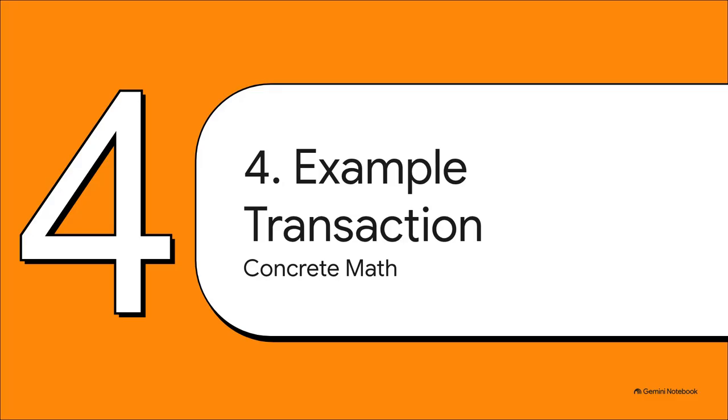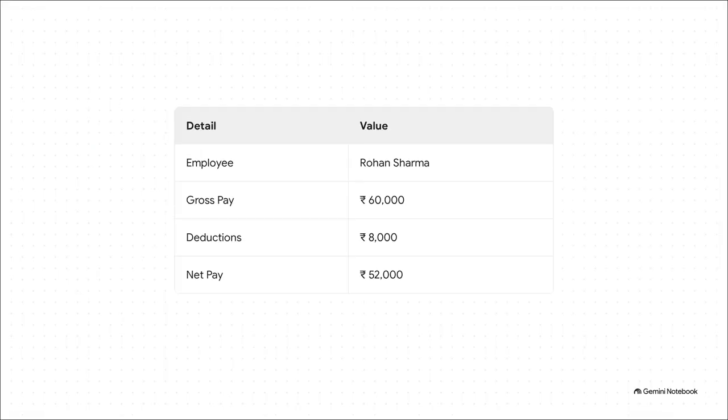Section 4. Example payroll transaction. 7. Example payroll transaction. Let's anchor all this theory with a concrete transaction. We're looking at an employee, Rohan Sharma, ID EMP 1024, in the finance department. His basic pay is 50,000 rupees. Add in allowances of 10,000 rupees, and we get a gross pay of 60,000. Now, the audit check ensures those 8,000 rupees in deductions are perfectly accurate, which ultimately leads to a verified net pay transfer of 52,000 rupees directly to his bank account.